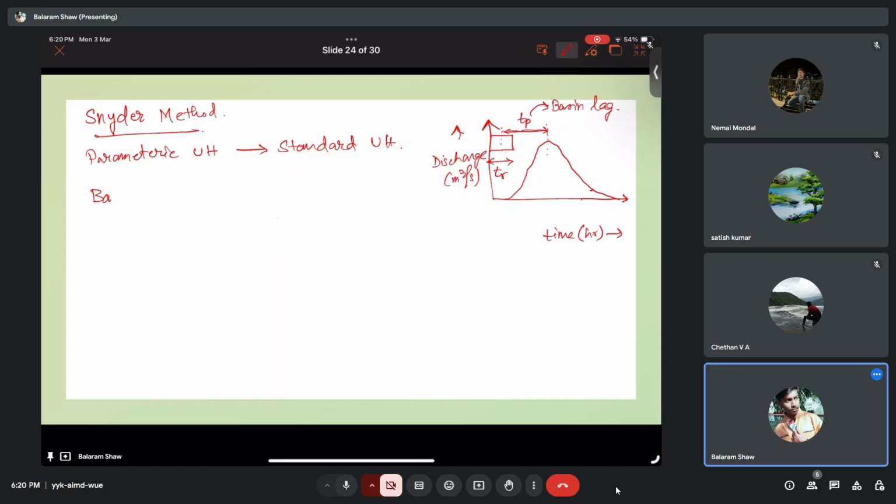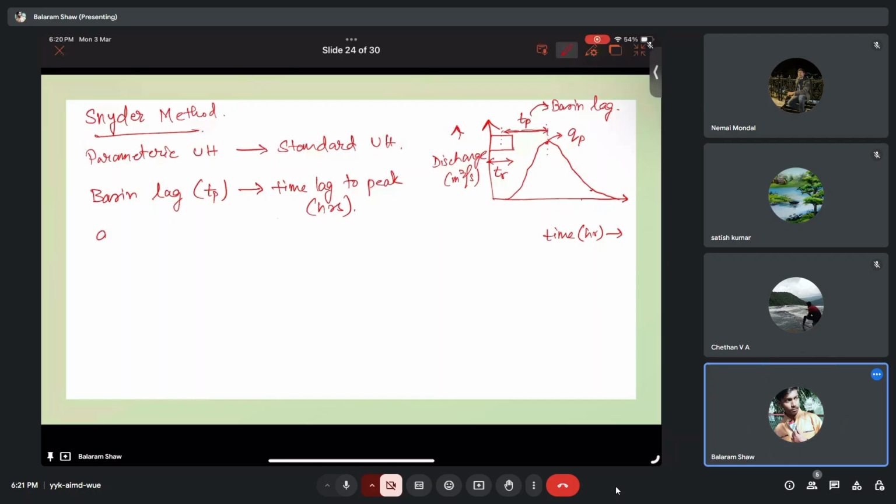In this case, basin lag, we call that TP, is the time lag to peak. Generally, this is in hours. So what does this mean? It is the time from the center of mass of the effective rainfall to the peak of the unit hydrograph. So here we have the peak, and we call this the peak direct runoff rate.